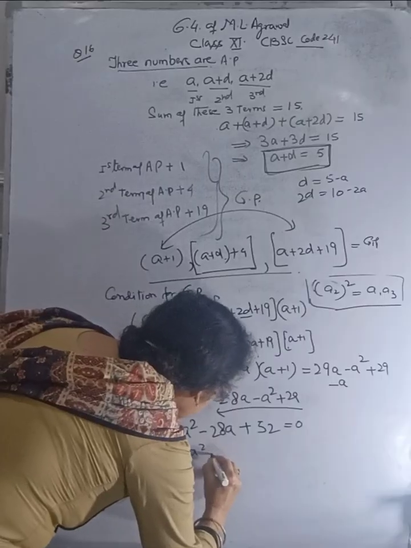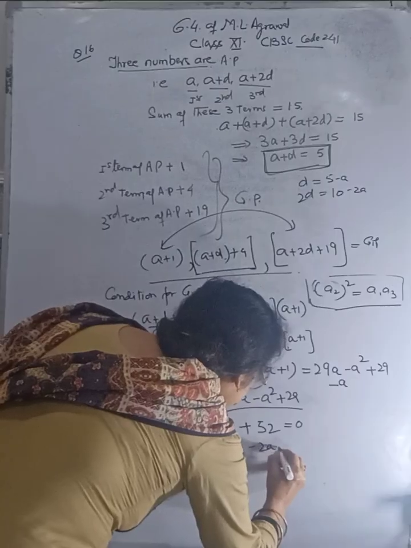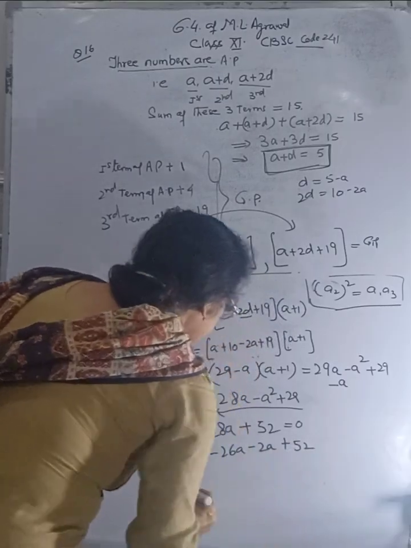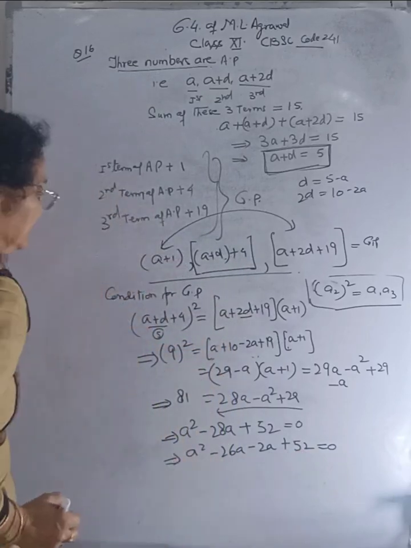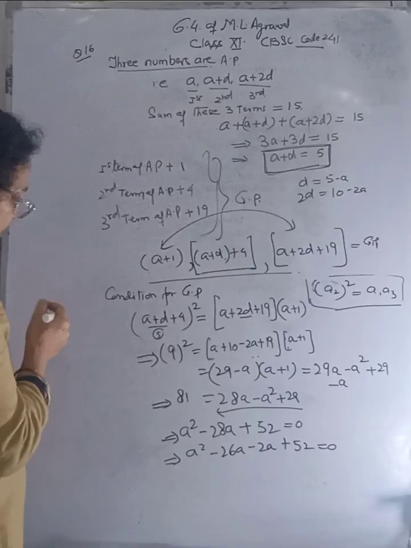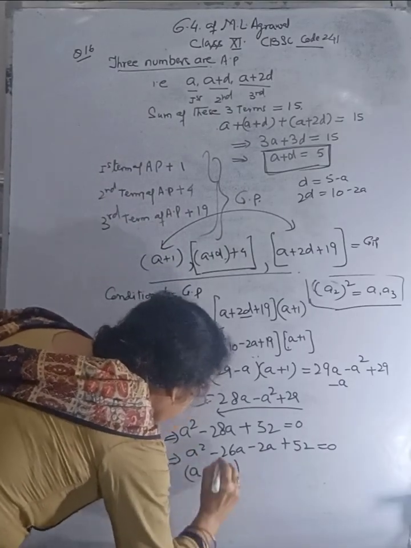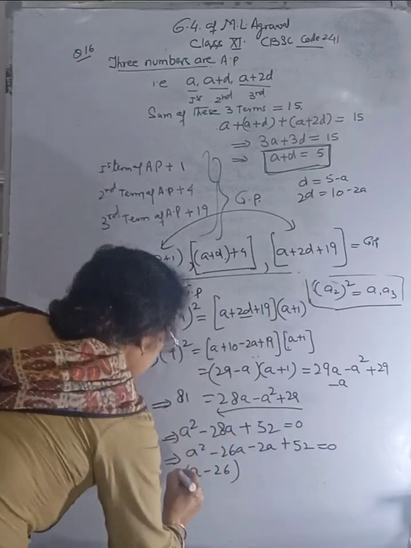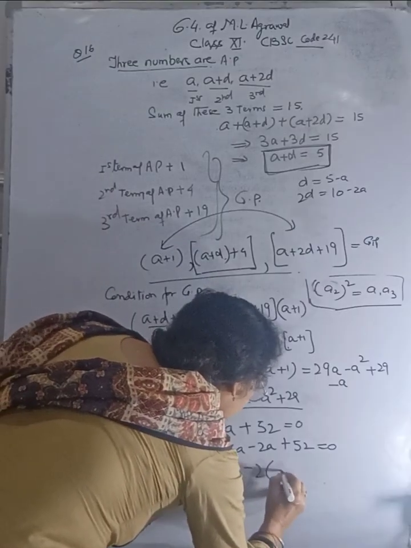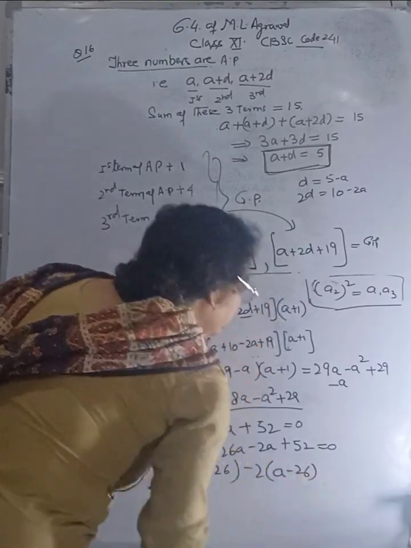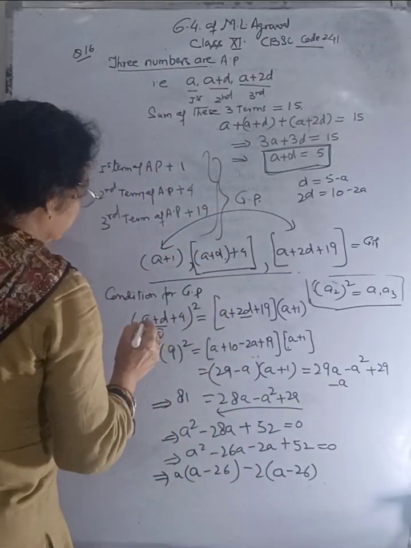A square minus 26A minus 2A plus 52 is equal to 0. Factorization: after factorization, we can get two values of a. Here, a minus 26 can be taken as common, and then minus 2 is common: a minus 26. It means we have two factors.